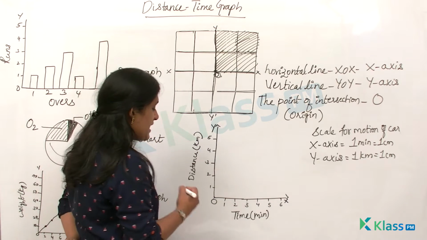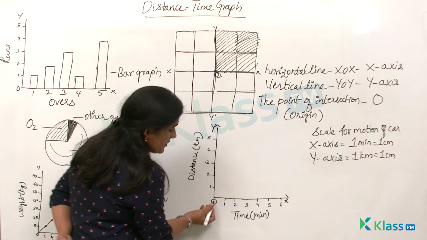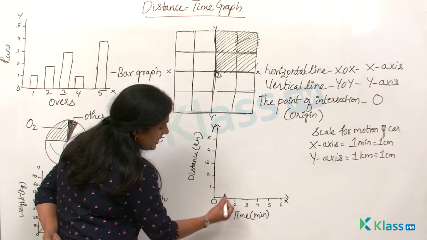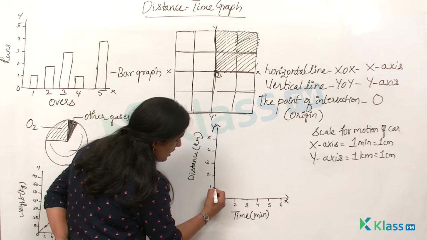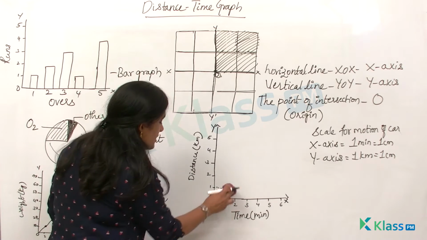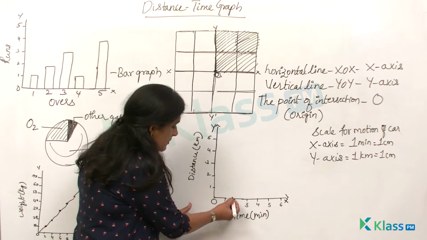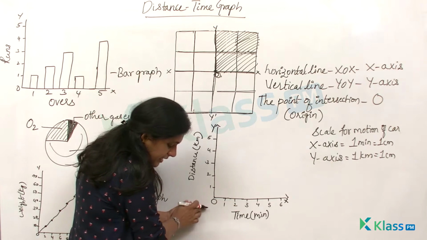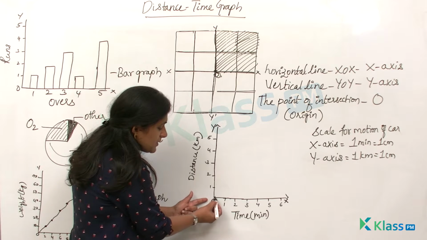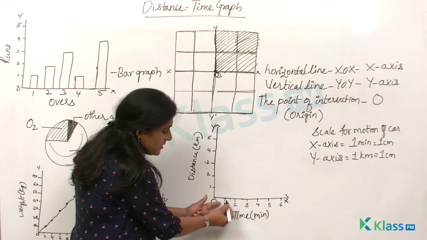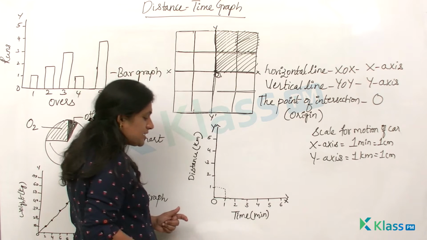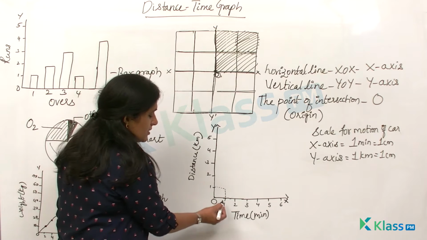So if the car has traveled from, say, this is the origin, the starting point, and in 1 minute it has traveled 1 kilometer. When you talk about the zero, the zero indicates that the car is at rest. That means the car has not covered any distance. So imagine the car has started from rest and traveled for 1 minute. Within this 1 minute, say it has covered a distance of 1 kilometer. So represent it like this.